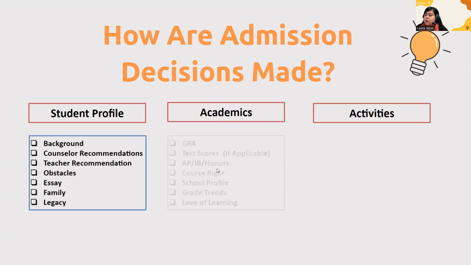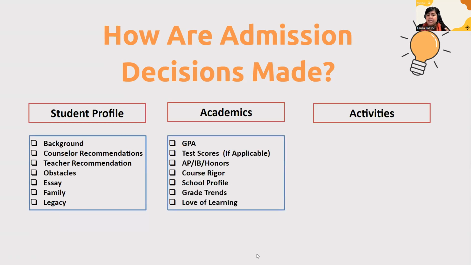The second bucket that they want to know about is the academics. Most schools are going to care about that GPA. They're going to care that your student has done well academically. So they're going to look at test scores if applicable. They're going to look at that course rigor. Are they taking those AP courses? Are they taking those IB courses throughout high school? They also want to know what learning environment they came from, so they're going to look at the school profile. They are going to look at how the grades trend.